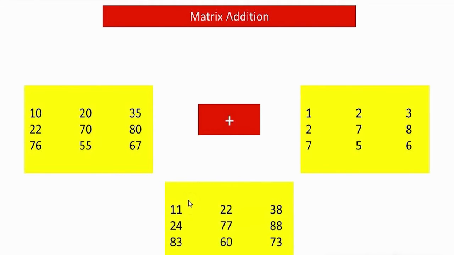This is the output. A00 plus B00 will give you C00. I am assuming that the name of this resultant matrix is C. So A01 plus B01 will give you 22. A02 plus B02 will give you 38, and so on.